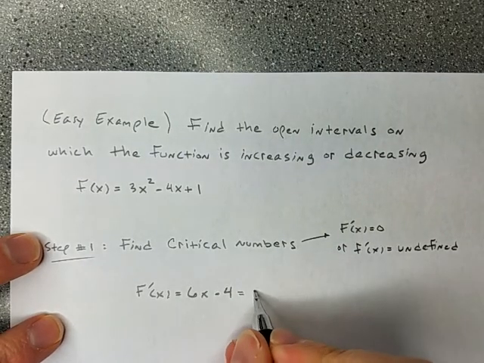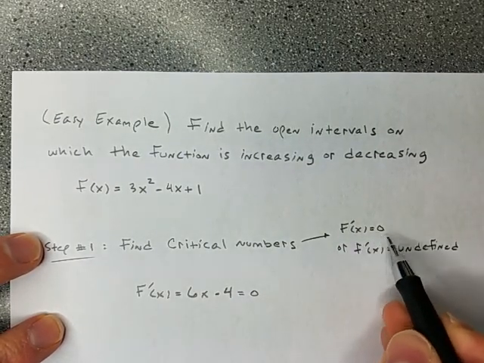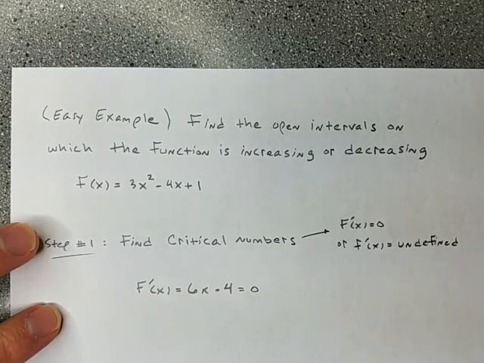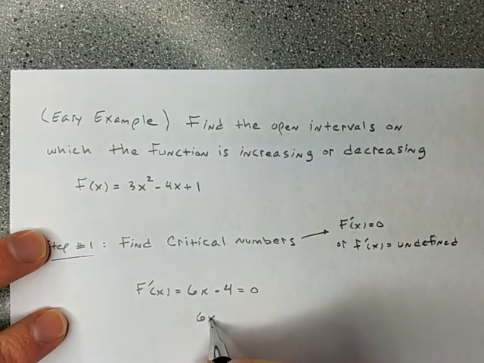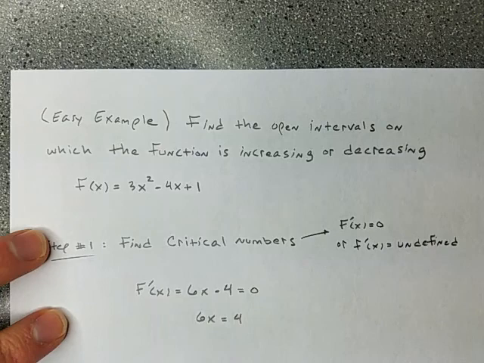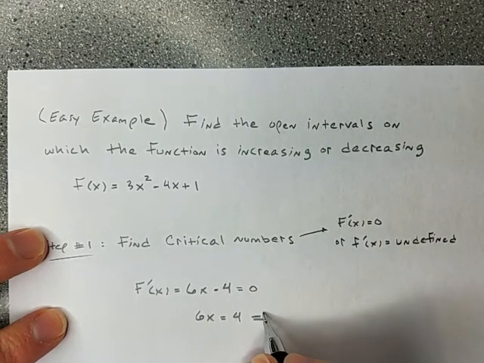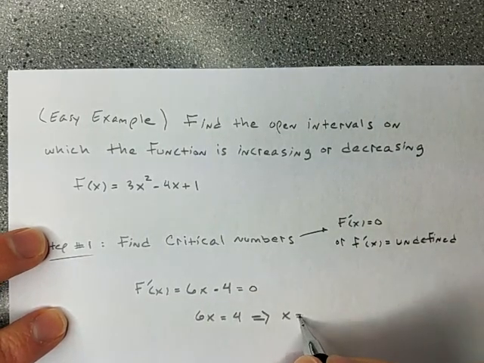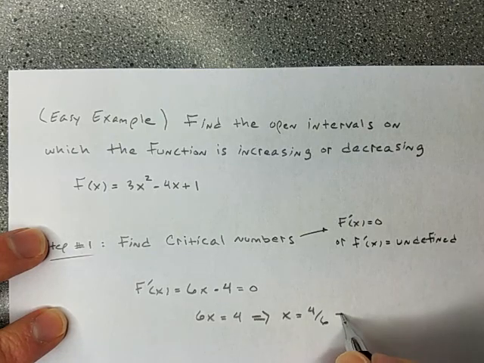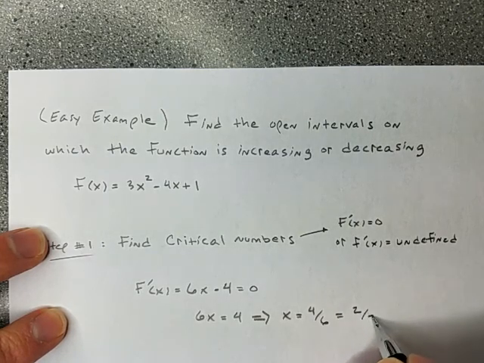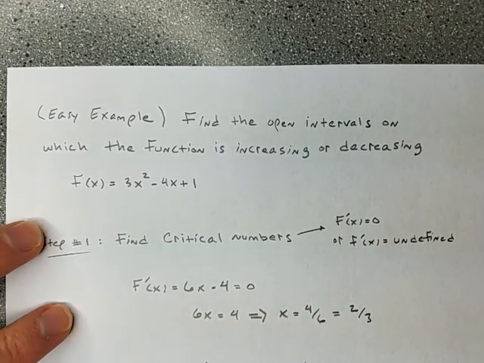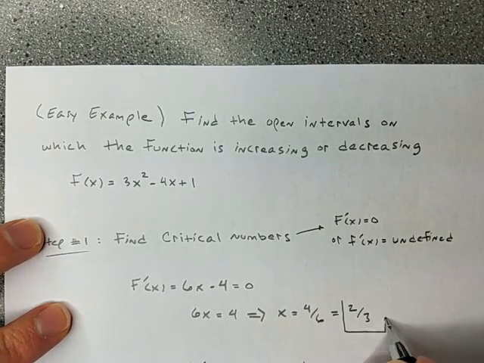But this other case of the derivative being 0, that is a possibility. So I set it equal to 0. And I get something that's pretty easy to solve. I move the 4 over. And I get x is 4 over 6. Better said as 2/3. Okay? So there's my critical number, 2/3.